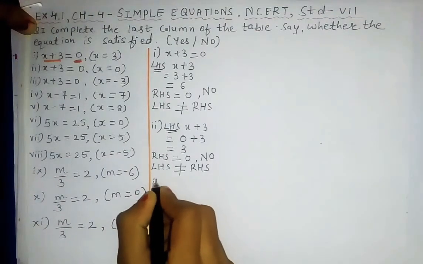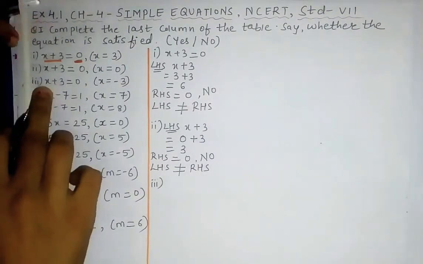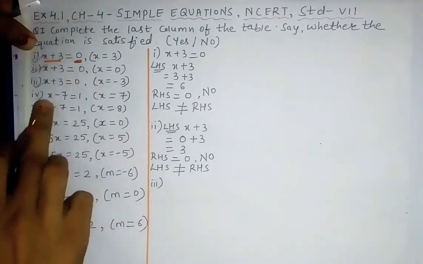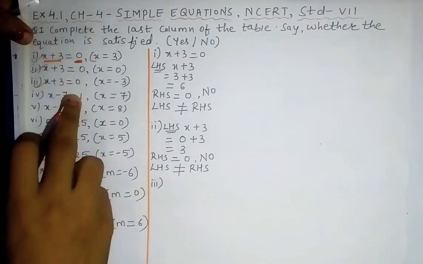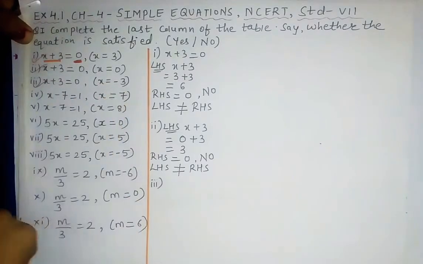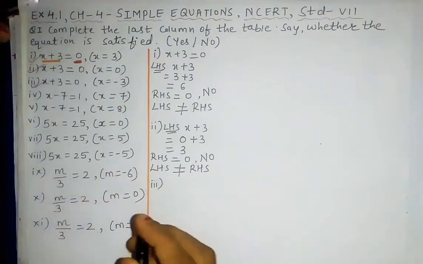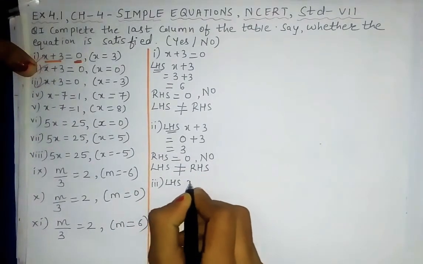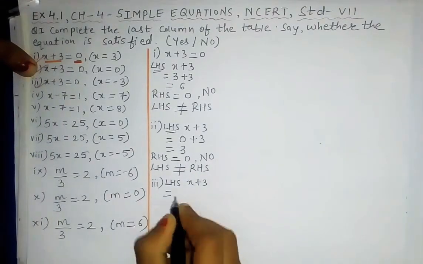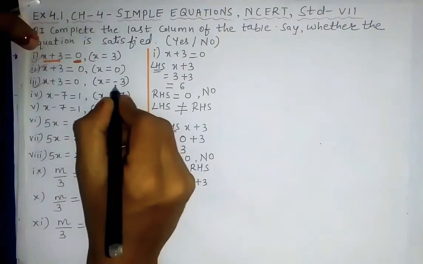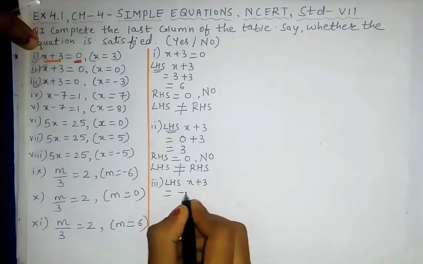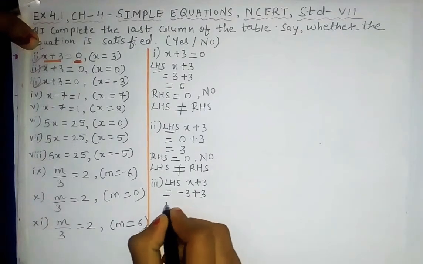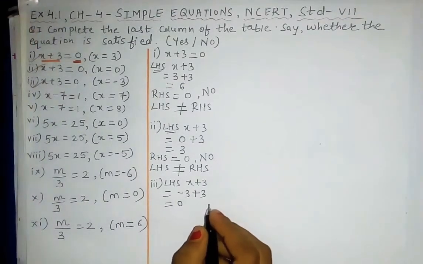Now we will see the third one. So first and second are done. Now the third one: x plus 3 equal to 0 and x is equal to minus 3. This time a negative value is there. So LHS part is x plus 3. Now we will keep the value. x is given minus 3. So minus 3 plus 3 will be 0. So we are getting 0.